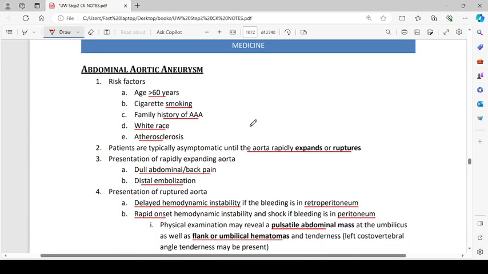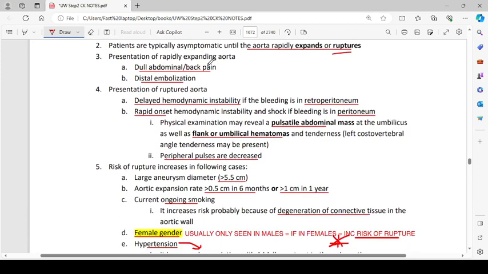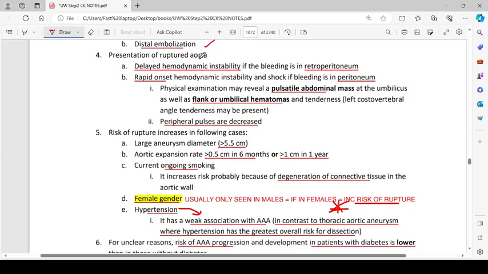Abdominal aortic aneurysm, the risk factors are age more than 60, cigarette smoking, family history of abdominal aortic aneurysm, white race, and atherosclerosis. Patients are typically asymptomatic until the aorta rapidly expands or ruptures. Presentation of a rapidly expanding aorta is dull abdominal or back pain and distal embolization. Presentation of a ruptured aorta: delayed hemodynamic instability if the bleeding is in the retroperitoneum, because the retroperitoneal bleeding is to some extent contained. So although the aorta is bleeding, the hemodynamic instability will be delayed. Rapid onset hemodynamic instability and shock if the bleeding is in the peritoneum.